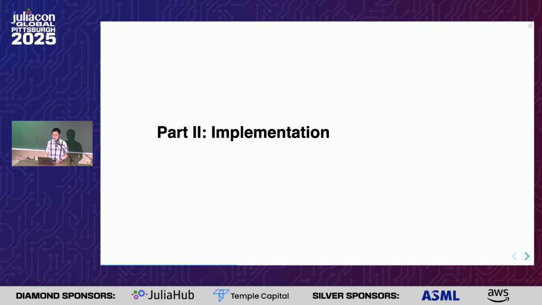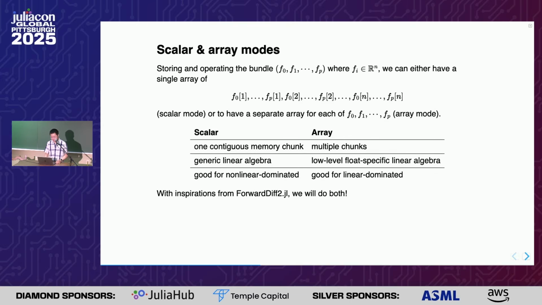And then let's talk about some implementation details. There are two different ways of viewing the differentiation problem. When you represent the bundle f0 to fp, you can have a single array that first puts all the elements.